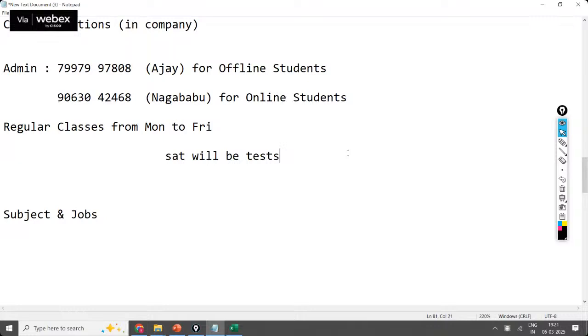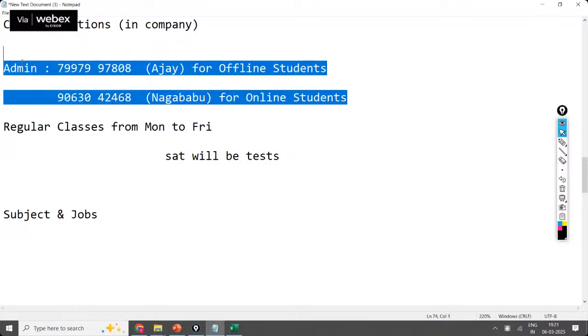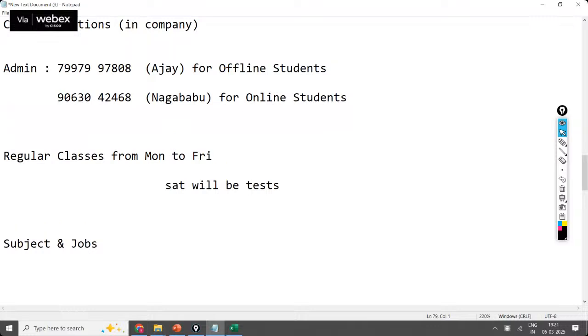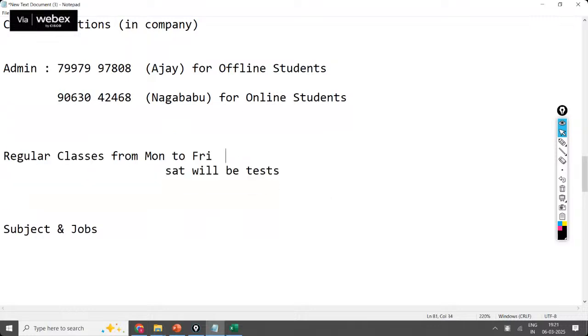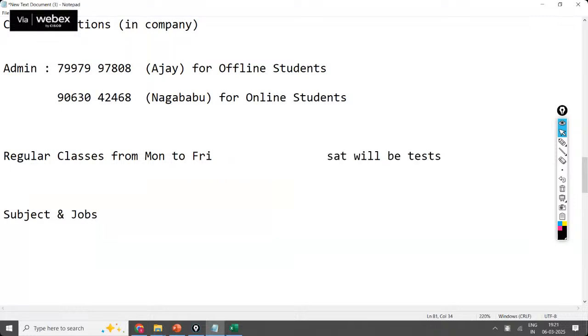How to pay the fees? It will be in installments. Contact the admin. I told you now, related to fees and everything, contact the admin.